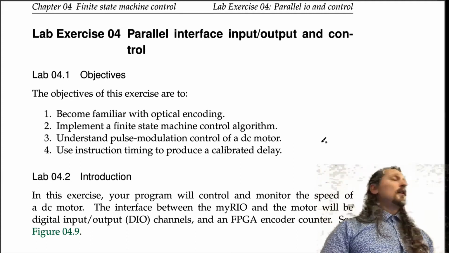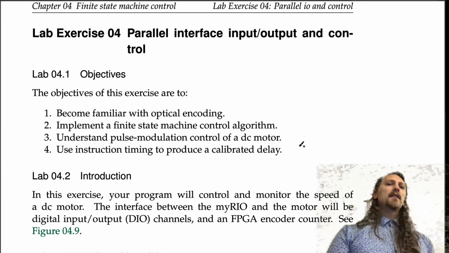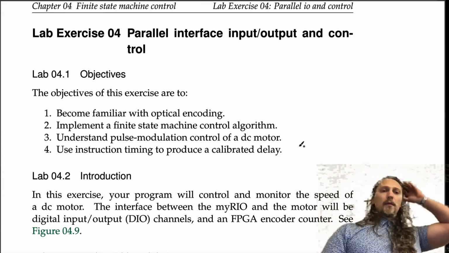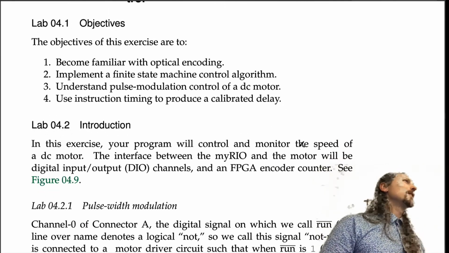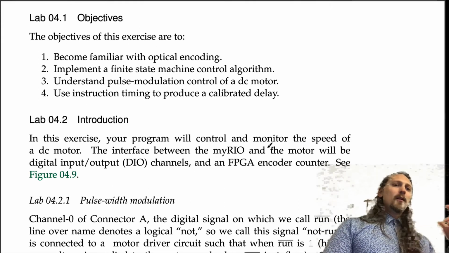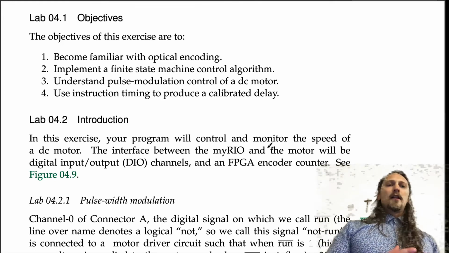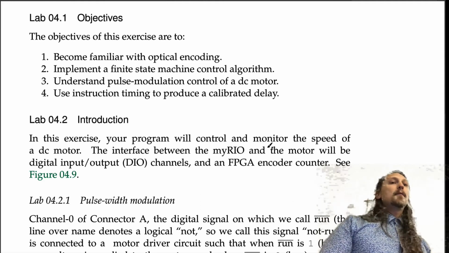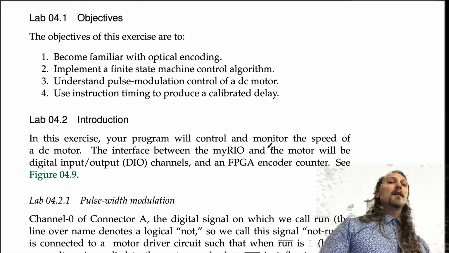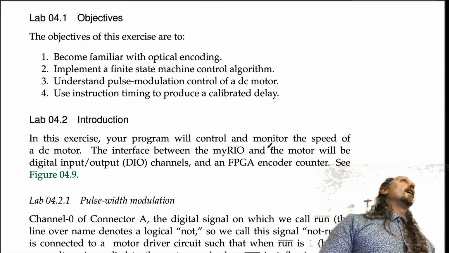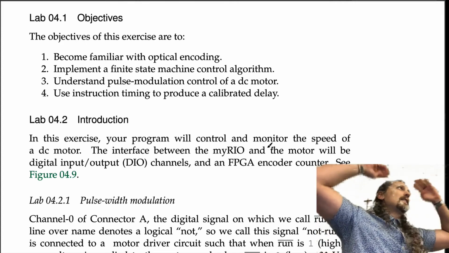Okay, so it's a little introduction to lab exercise 4, parallel interface, input, output, and control. So we're going to use several of the ideas introduced in chapter 4 in this lab exercise. So PWM, optical encoding for determining the position and velocity of the motor, finite state machine, control algorithm, instruction timing to produce a calibrated delay. You're even going to be capturing data, looking at data on an oscilloscope.